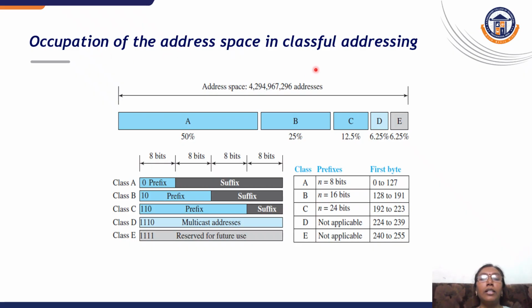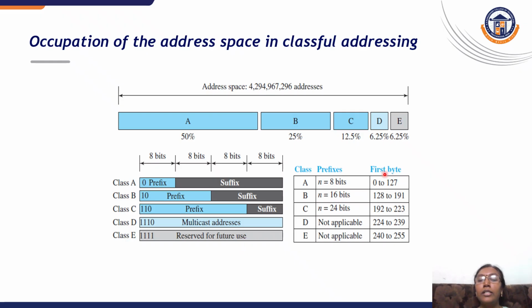Occupation of address space in classful addressing. The address space, that is 2 power 32 addresses, is divided into 5 classes, class A, class B, class C, class D and class E. If it is represented with binary numbers, if the first bit is 0, then it represents class A, 10 class B, 110 class C, 1110 class D and 1111 class E. Class D is mainly used for multicast addresses.